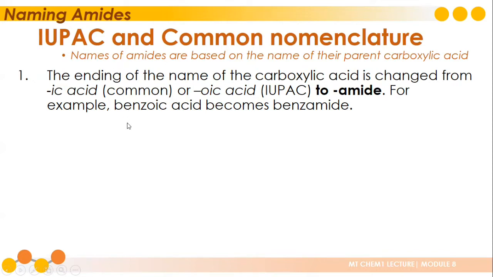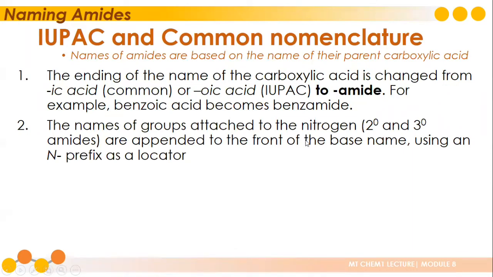For example, if you have benzoic acid, we will be dropping the "oic acid" and it will become benzamide. The names of the groups attached to the nitrogen, if it's a secondary or tertiary amide, are appended in front of the base name using N as a prefix locator. This is also similar to how we name secondary and tertiary amines. N indicates that the other carbon groups are attached to our nitrogen.